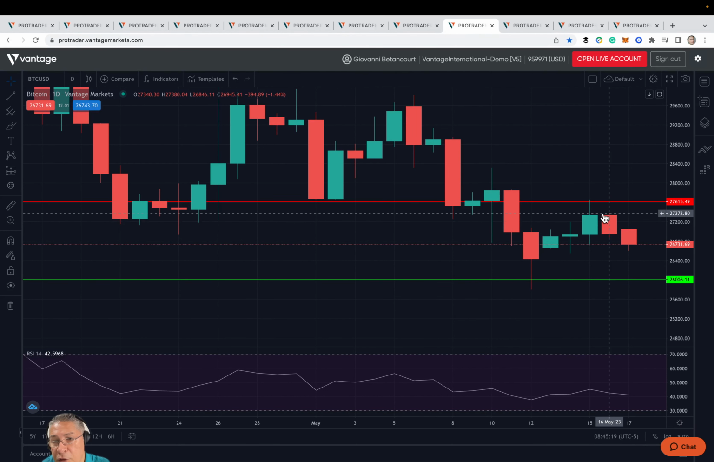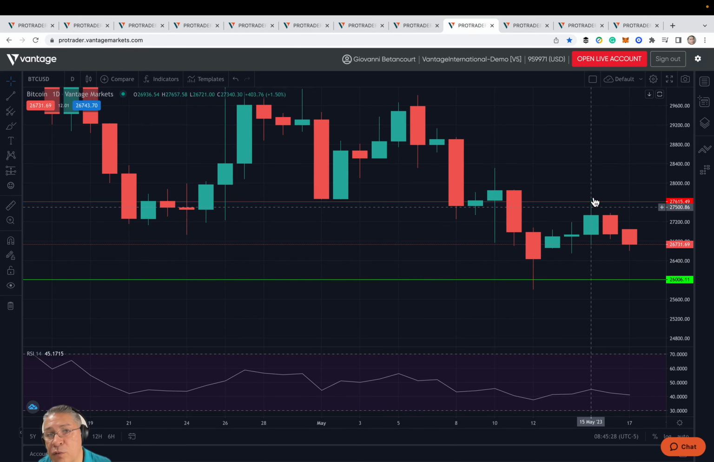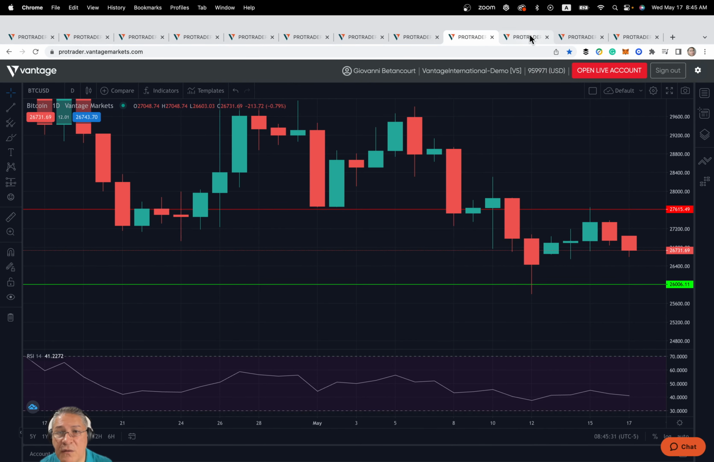Bitcoin is losing ground, trading below 27,000. So let's see if this movement to the downside will continue. 26,400 is a psychological support level. Initially, 26,000 is my support.